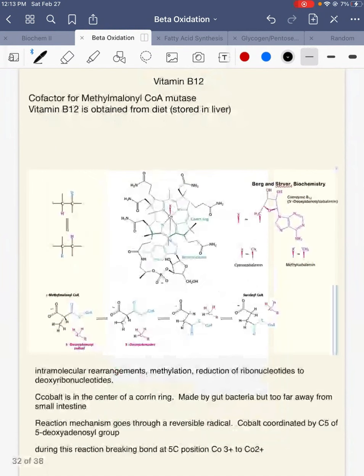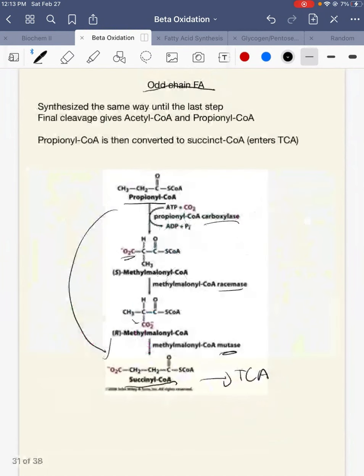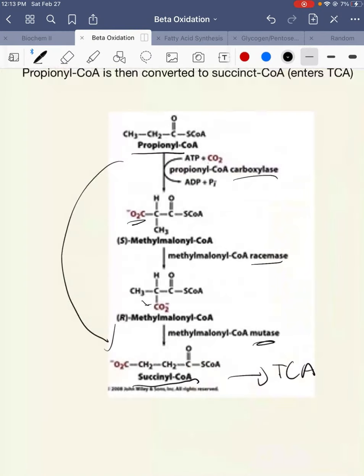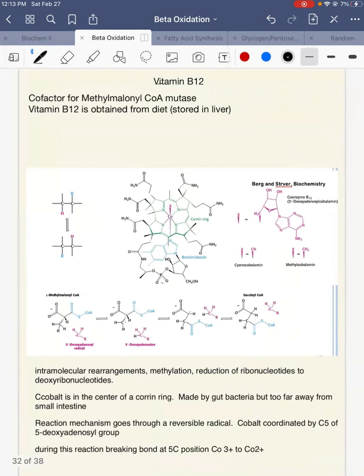chain. Okay, I'm going to skip this, but just know that the mutase down here uses vitamin B12. And then vitamin B12 can be obtained from the diet. This is the mechanism for it. You can pause and read it, but it's really not that important because I don't want this to be too long. So I'm just going to skip this.